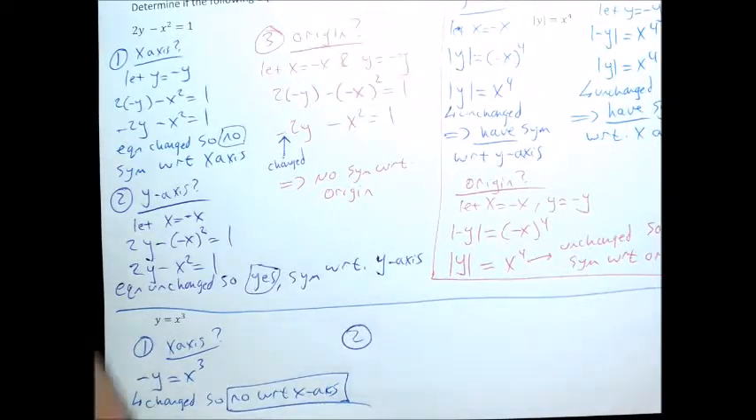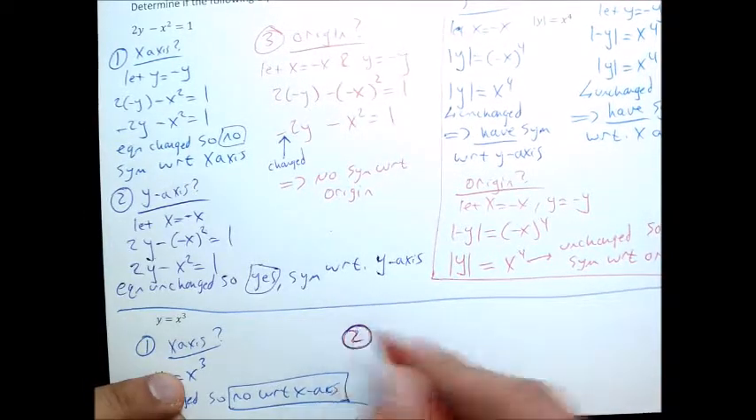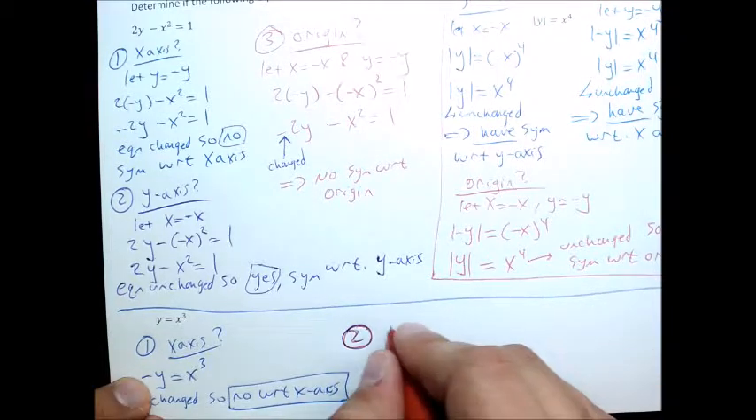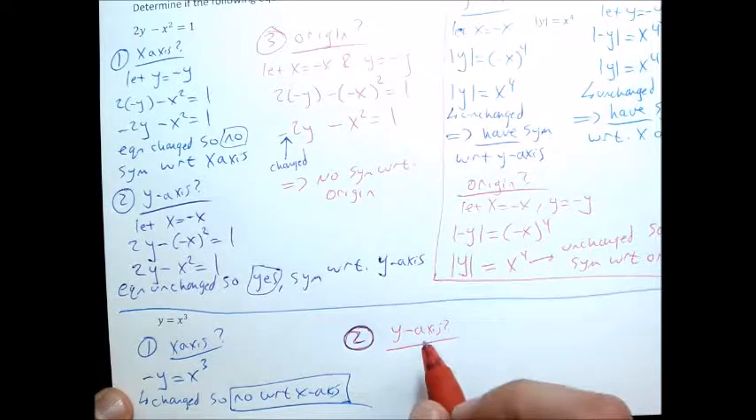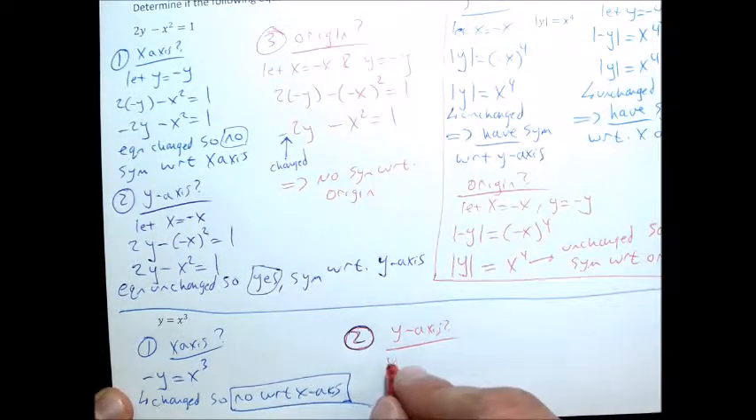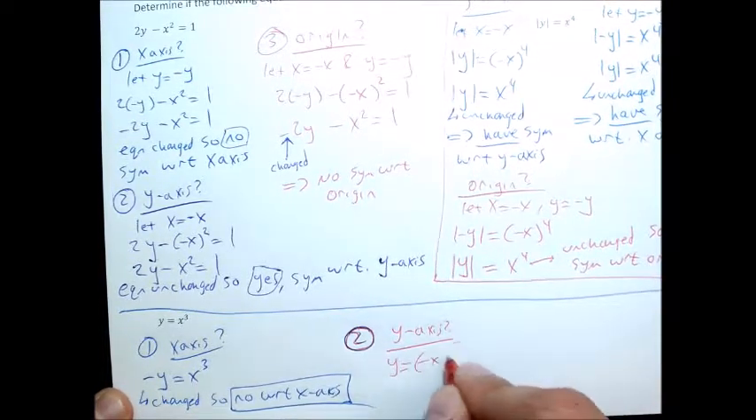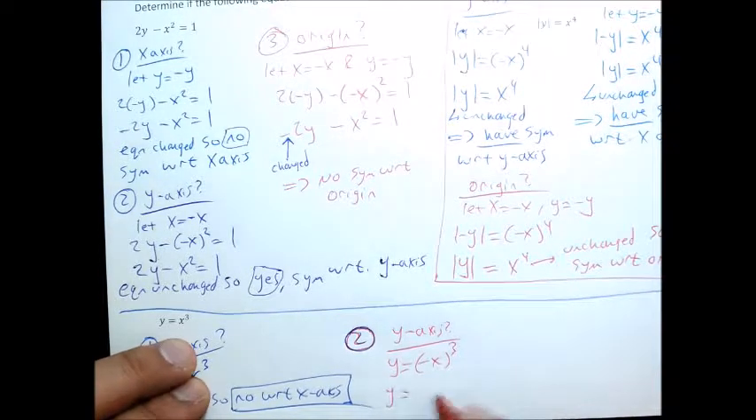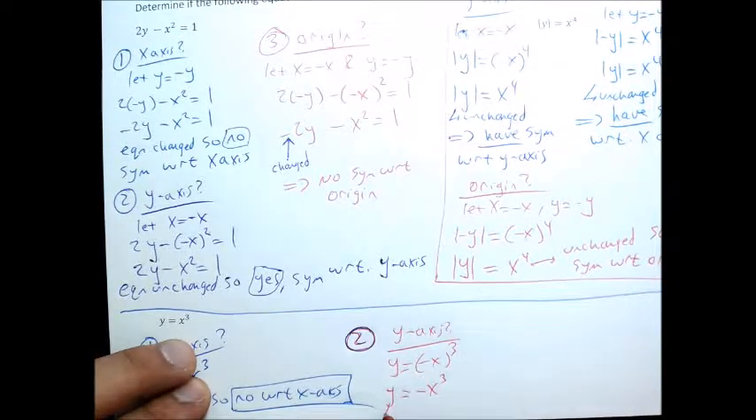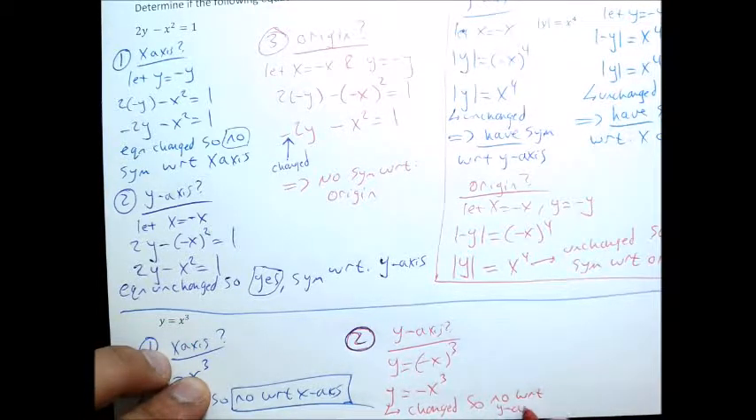The second one, let me use red on this one. If we want to do the y-axis, we would replace x with negative x, and we get y equals minus x cubed. And now this cube makes the negative stay negative, right? Because when you multiply negative 1 by itself 3 times, it stays negative. And so this is just y equals minus x cubed. It also changed. So no with respect to the y-axis.